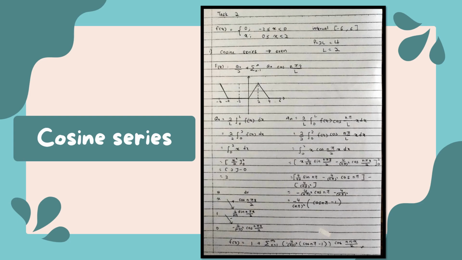For cosine series, to get the function, we will first need to determine the L. The L that we get here is 2, then we put it into the equation as shown in the picture. So the answer for the cosine series is f(x) equal to 1 plus (-4 over n pi square cos n pi minus 1) cos n pi x over 2.